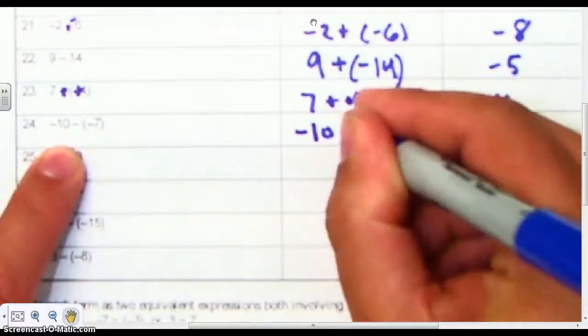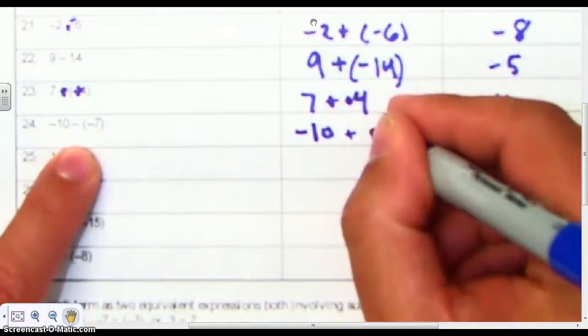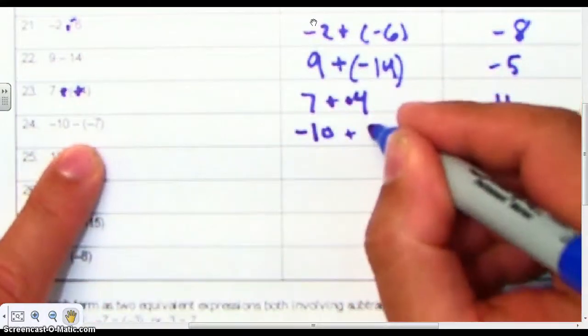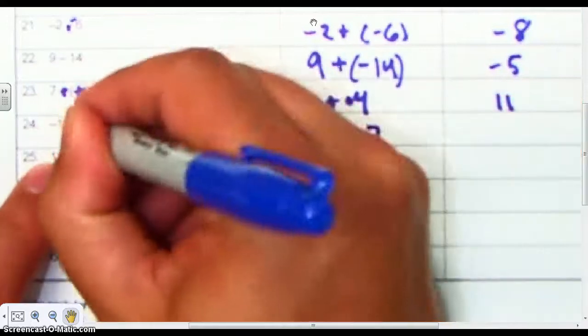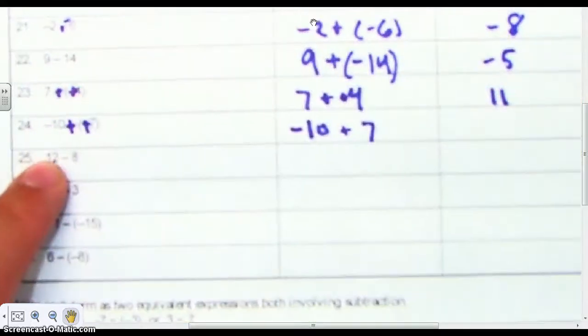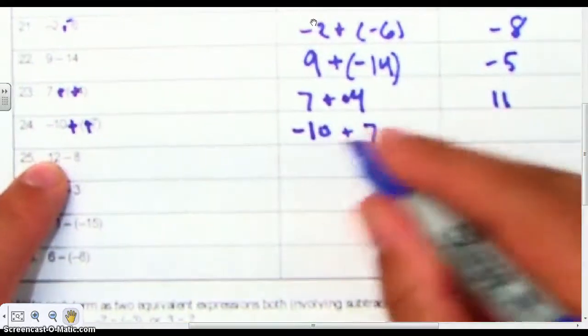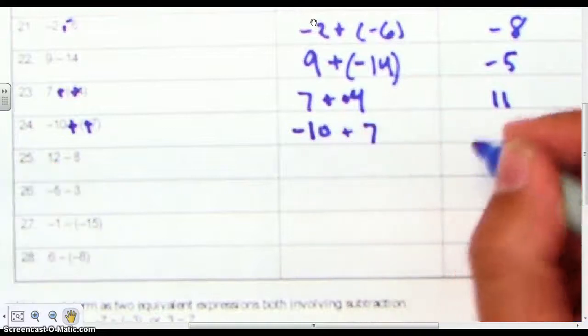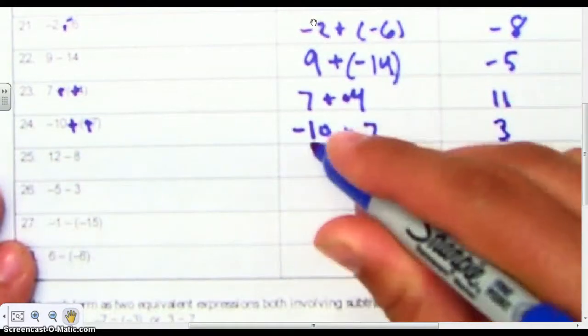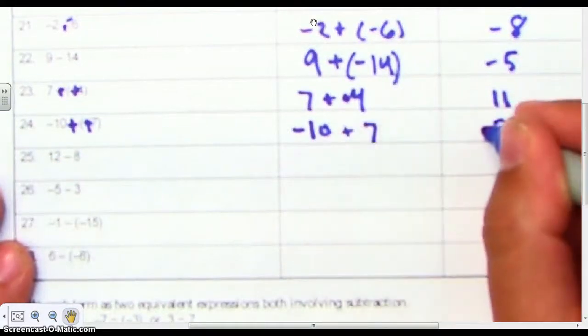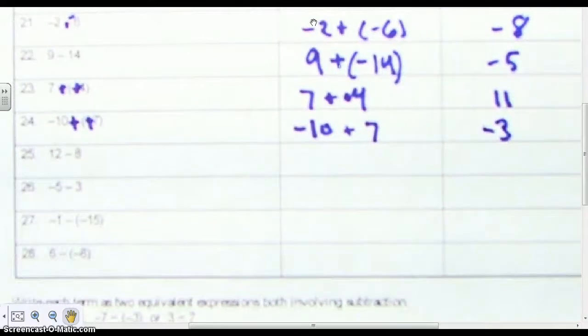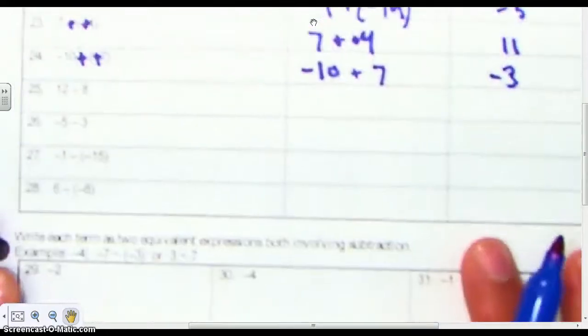Anytime you see subtraction, you actually add, and you add the opposite. Opposite of negative 7 is positive 7. And if you want to just mark through yours when you see it, that's fine. Since they're different, one's positive, one's negative, we subtract. And the negative number has a bigger absolute value, so it's going to be negative 3. So that's sort of the first few there.